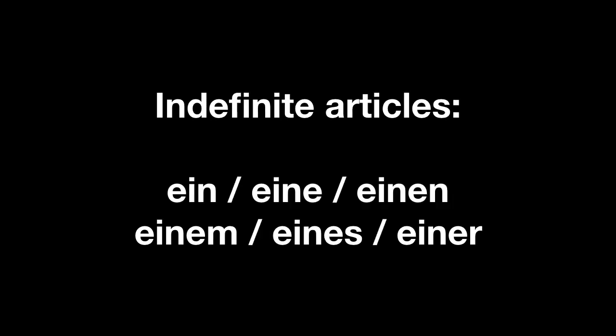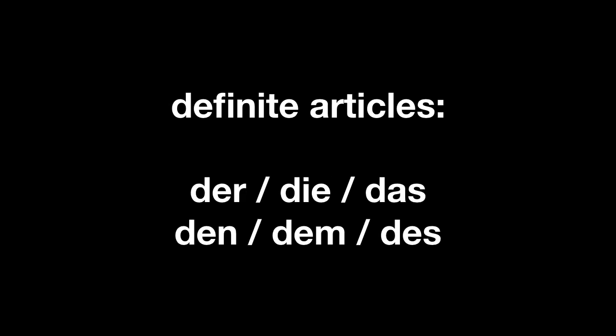Indefinite articles, we know this. We've seen these before. Ein, eine, einen, einem, eines, einer. It all means a or an. Definite articles, der, die, das, den, dem, des. We've seen that before too. So we at least have some idea about these.